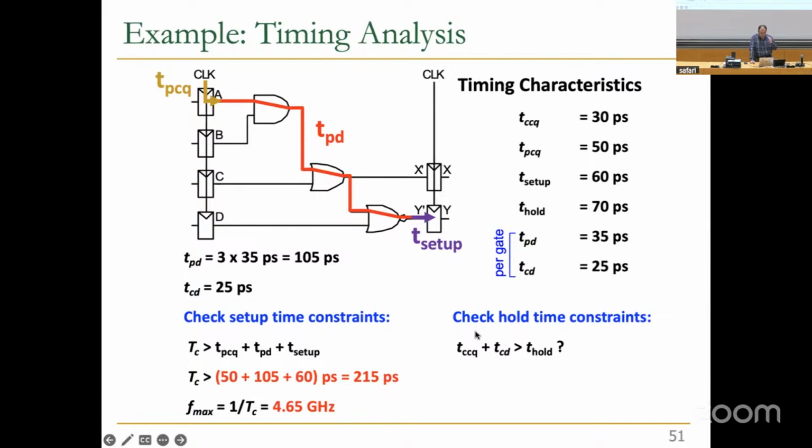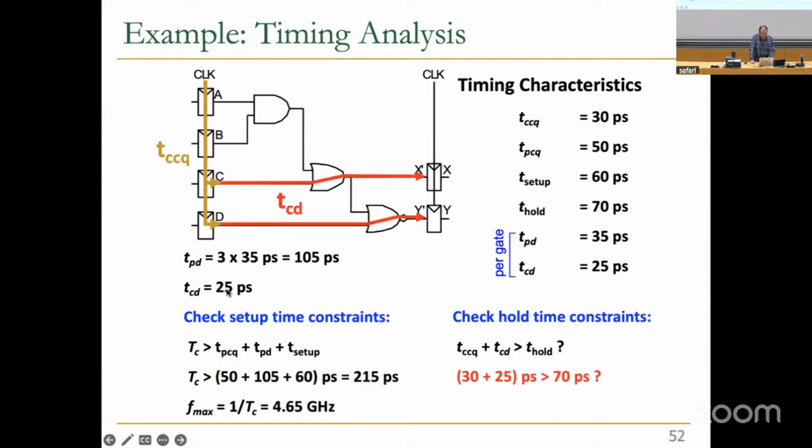Now let's check hold time. For the hold time, the contamination delay of your flip-flop is 30, and the contamination delay of your combinational circuit is 25. So 30 plus 25 is 55. And you can see that it's not greater than your hold time, which is 70. And now we have a hold time violation. So any idea how we can fix it?